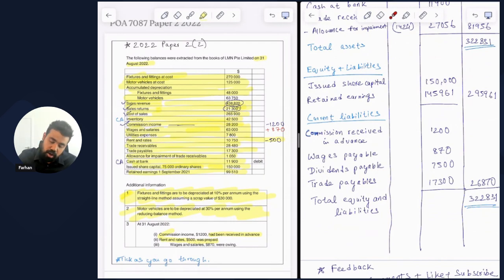So what do we do now? We add the total of all the current liabilities we have got, starting with the commission received in advance and ending with the trade payables, which gives us a total of $26,870. Okay. This total for current liabilities is then added to the total of equity, which is $295,961, and you get a total of $322,831 as the total for equity and liabilities. And that's how you know your math is correct, because assets equal to equity plus liabilities, which is the basis of all accounting problems that you come across in life.